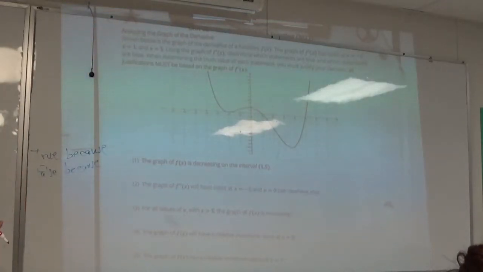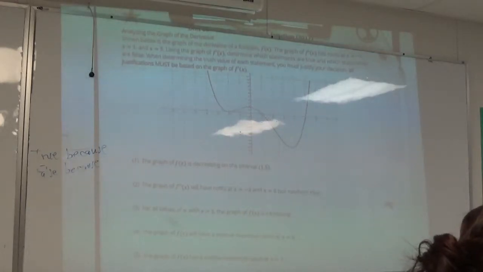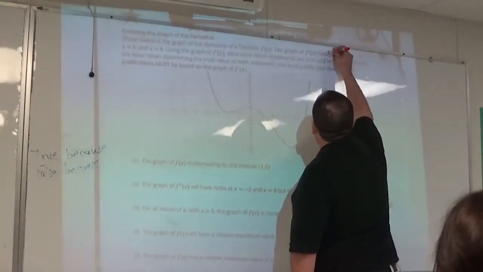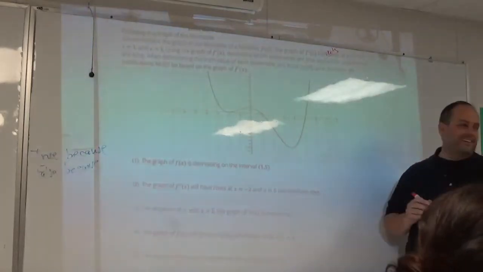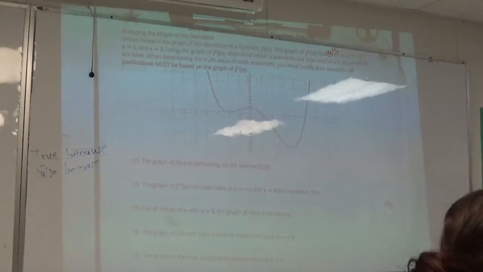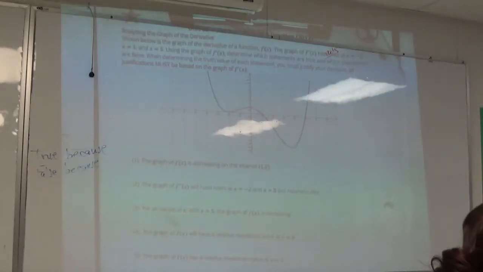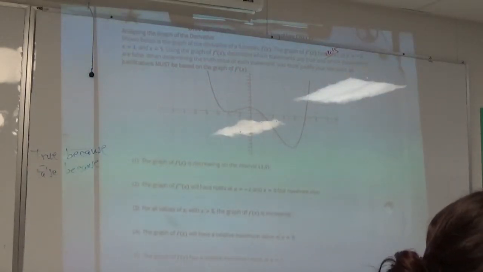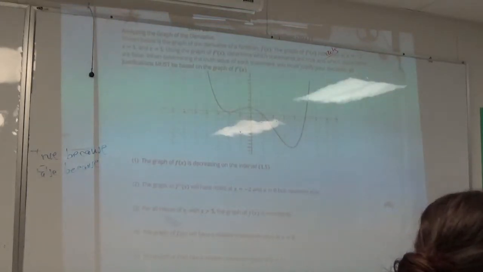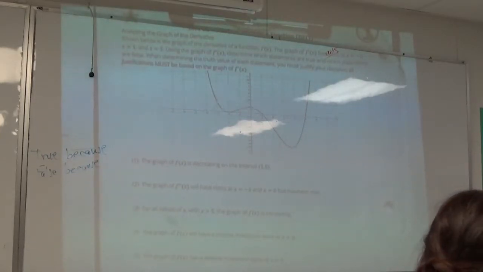Shown below is the graph of the derivative of a function f. The graph of f prime of x has roots at x equals 1 and x equals 5. Use the graph of f prime of x to determine which statements are true and which statements are false. When determining the truth value of each statement, you must justify your decision. All justifications must be based on the values that are correct.